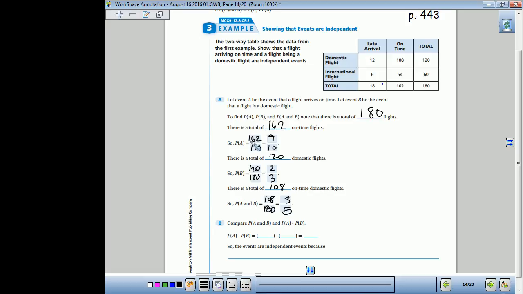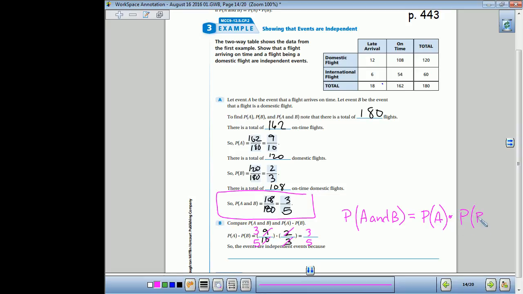So the probability of A and the probability of B. The probability of A was 9/10, and the probability of B is 2/3. So let's do some magic canceling. 2 goes into 10 5 times. 3 goes into 9 3 times. 3/5. Is that the same as A and B? Yes. Okay, that's my other way. The probability of A and B is equal to the probability of A times the probability of B. They are independent. That's how we can prove it mathematically.